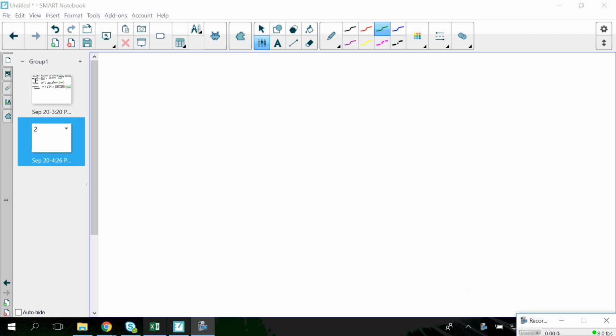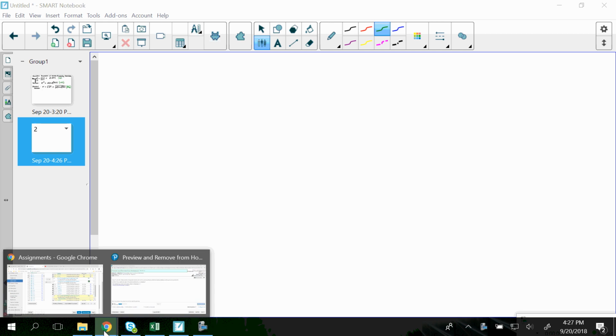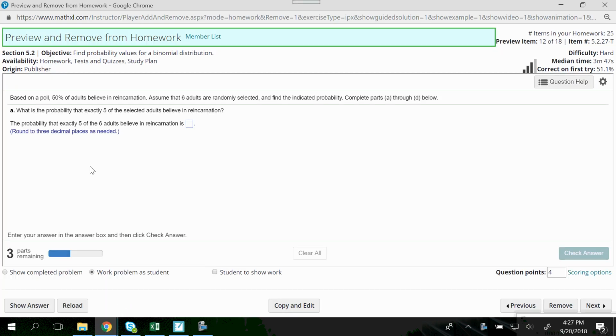We're going to look at another question together from the 5.2 assignment. Based on a poll, 50% of adults believe in reincarnation. Assume that 6 adults are randomly selected and find the indicated probability. Complete parts A through D below. So we have 4 parts coming up here, and the first one, A, says, what is the probability that exactly 5 of the selected adults believe in reincarnation?